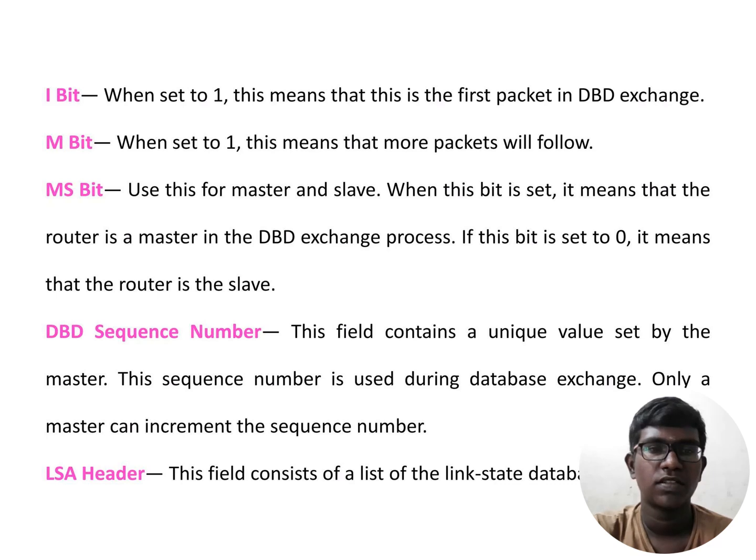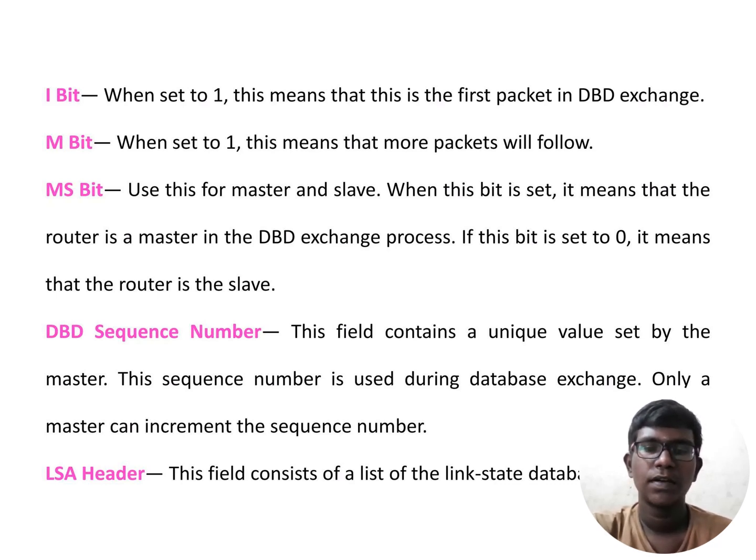When the I bit is set to 1, this means that this is the first packet in the database descriptor exchange process. When the M bit is set to 1, this means that more packets will follow. When the MS bit is set to 1, this is used for master and slave. If it is set, it means that the router is a master in the database descriptor exchange process.